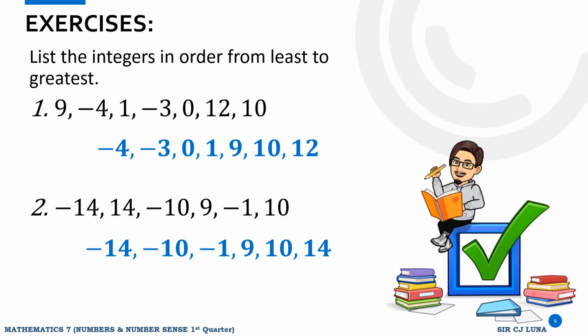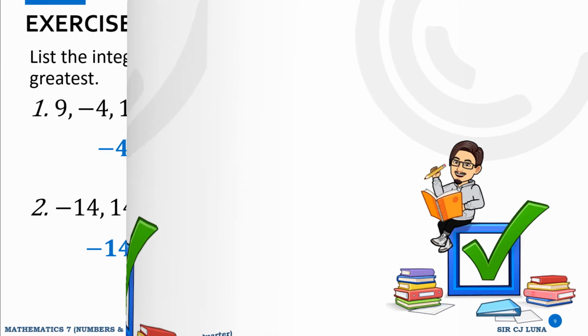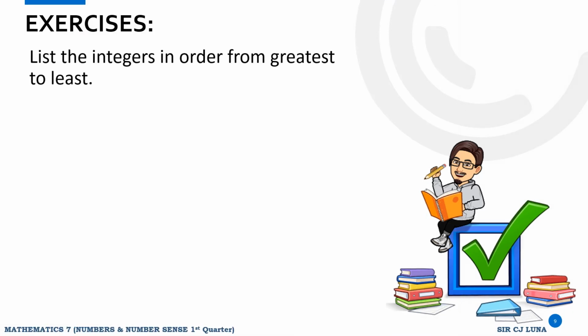Nakuha ba? Very good. Let's have another exercise. List the integers in order from greatest to least. So, ganun pa rin yung gagawin natin. Aayusin natin yung mga integers natin, pero ngayon, magmula sa pinakamataas, papunta sa pinakamababa. So, kabaligtaran siya nung kaninang ginawa natin. Okay? So, let's have now number 1.